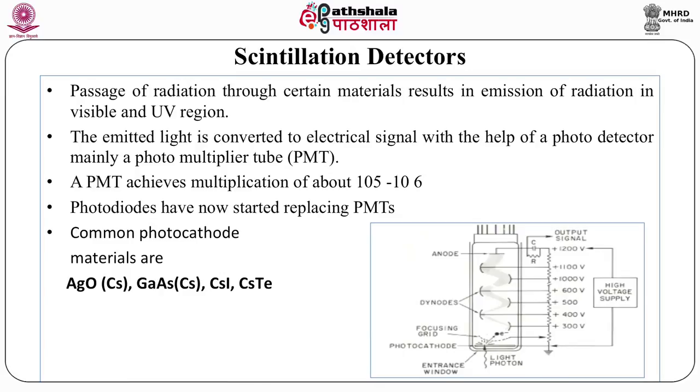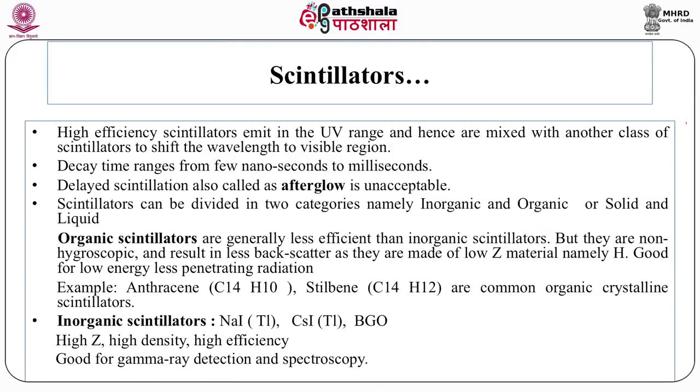A photomultiplier tube achieves multiplication of 10 raised to power 5 to 10 raised to power 6. Mind you, remember, Geiger-Müller had 10 raised to power 10 amplification. PMT generally has 10 raised to power 5 to 10 raised to power 6. Nowadays, photodiodes are replacing photomultiplier tubes. Generally, high-efficiency scintillators emit in the UV range and hence are mixed with another class of scintillators to shift the wavelength to the visible range, because visible light detection is easier than UV light detection, or cheaper.